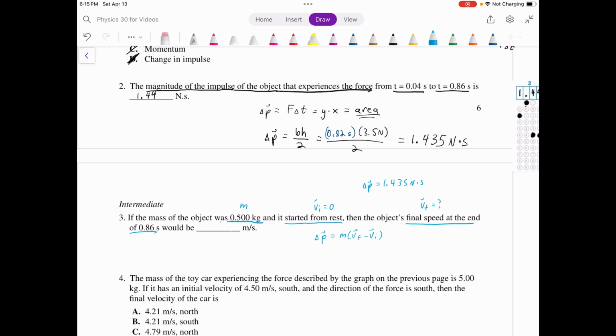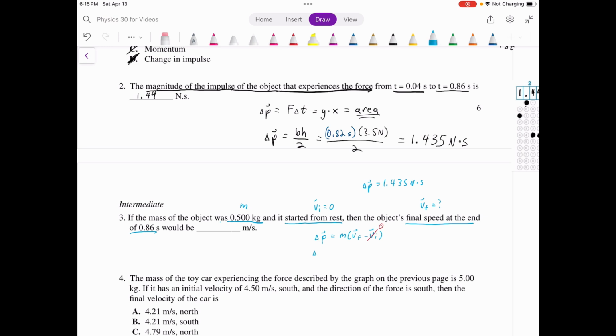So we know the mass, they just told us it's 0.5 kilograms. We know the initial velocity, they told us it started from rest, so the initial velocity is 0. And we know the impulse. The only thing we don't know here is the thing we want to find, v final. So this is a totally solvable equation, okay? What's more, our initial velocity is 0, so we can even just get rid of it there.